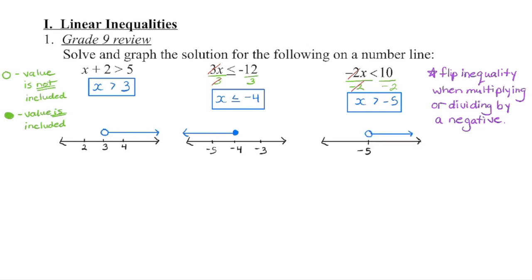And then you can always test some values. So let's pick a value greater than negative 5 for x. Let's say that x is 0, which would be over here. If I substitute a 0 in, negative 2 times 0 is 0. 0 is less than 10. So that is a true inequality. We have the arrow going in the right direction.